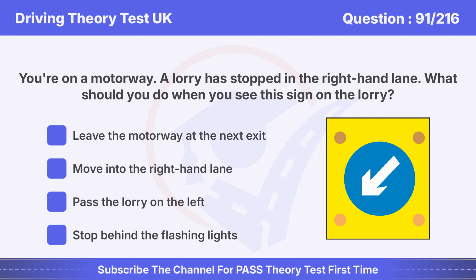Question 91. You're on a motorway. A lorry has stopped in the right-hand lane. What should you do when you see this sign on the lorry? Answer is C. Pass the lorry on the left.